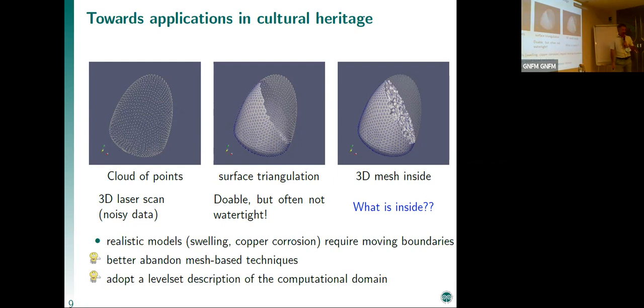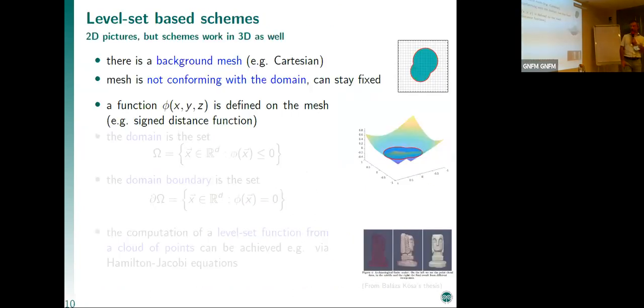So the idea that we had some years ago was to try to skip this process entirely. We wanted numerical methods that do not rely on a mesh of the object, on a conforming mesh, a mesh that actually describes the shape of the object. And so the idea was to resort to level set techniques, which are a different way to perform numerical simulations.